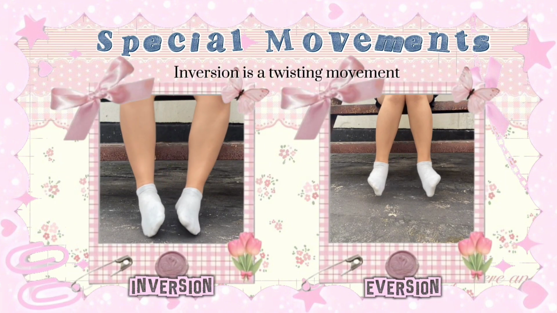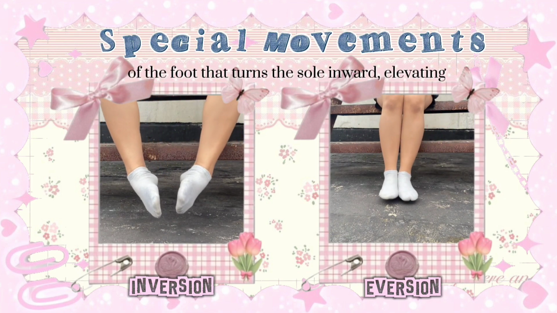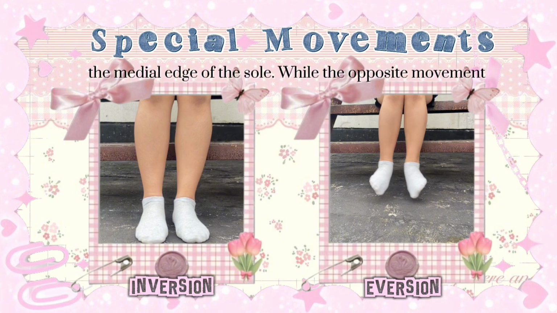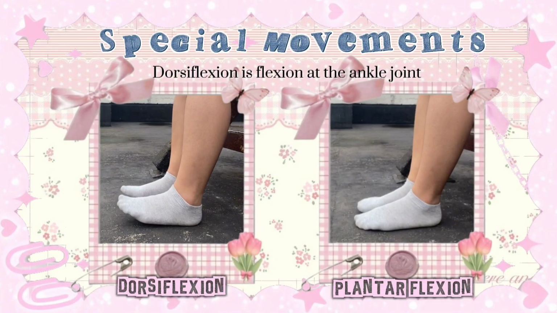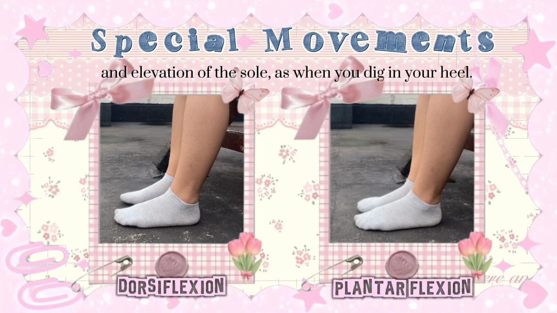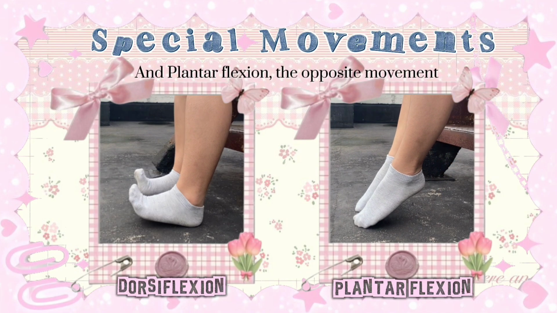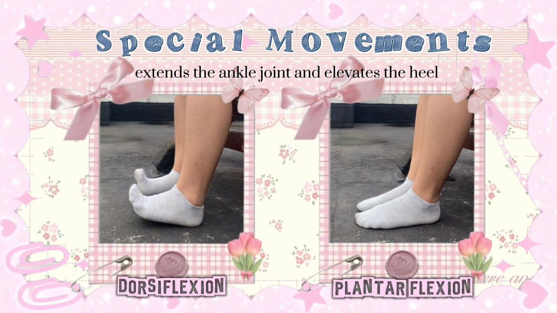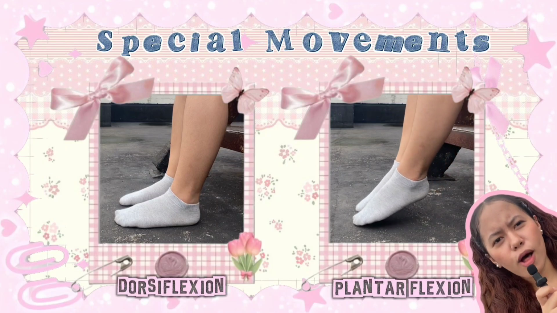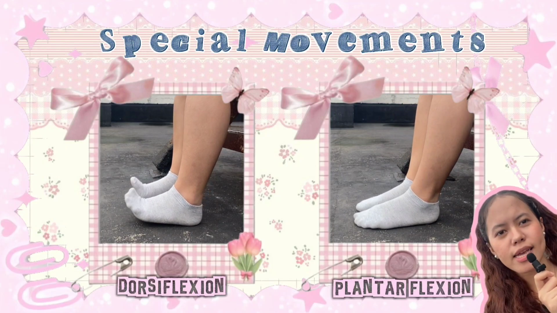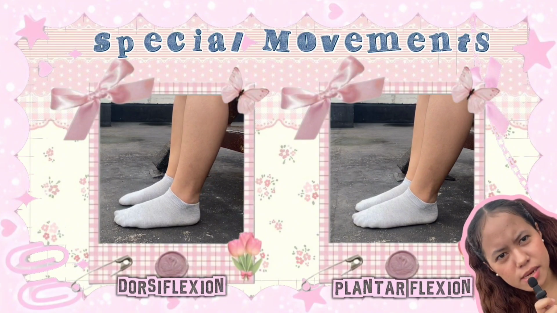First is inversion. Inversion is a twisting movement of the foot that turns the sole inward, elevating the medial edge of the sole, while the opposite movement is called eversion. Dorsiflexion is flexion at the ankle joint and elevation of the sole, as when you dig in your heel. And plantar flexion, the opposite movement, extends the ankle joint and elevates the heel, as when you stand on tiptoe. But it is also acceptable to use flexion and extension at the ankle rather than dorsiflexion and plantar flexion.